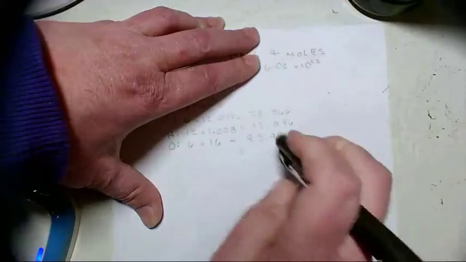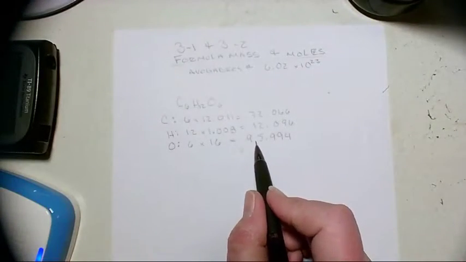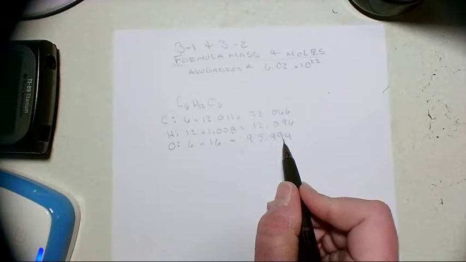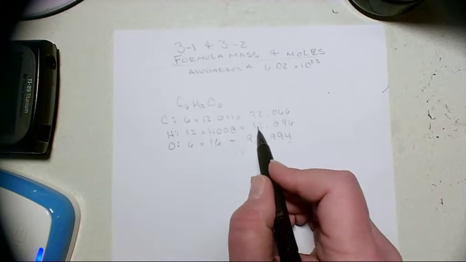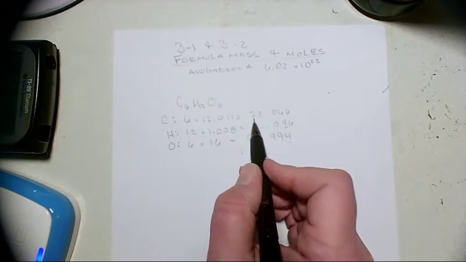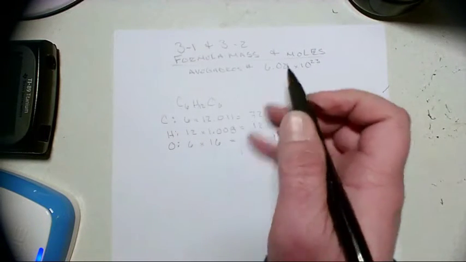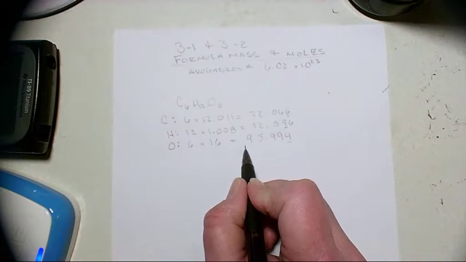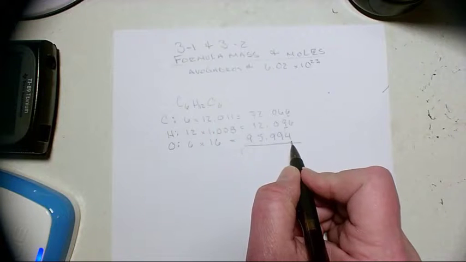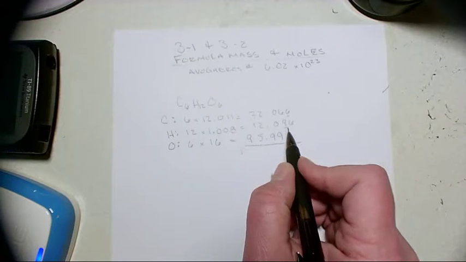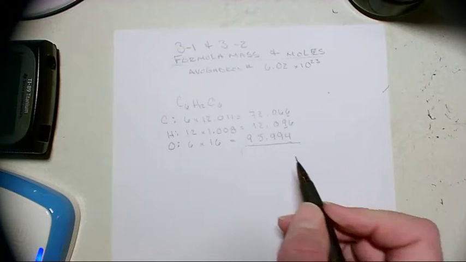So this number is a result of 6 times the 15.999. So 5 sig figs, 1, 2, 3, 4, 5. This one is 1, 2, 3, 4, and this one is 1, 2, 3, 4, 5. Now I'm going to add them all together. So sig fig rule, it is the least amount after the decimal, so our final answer is only going to come out to the hundredths. Now let's add them.